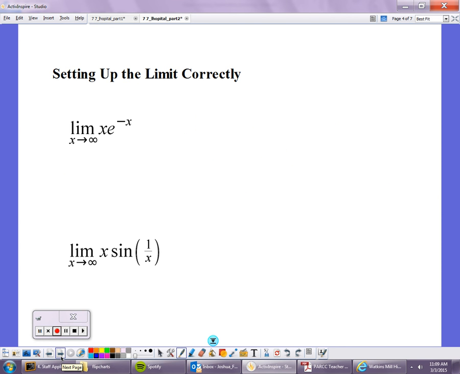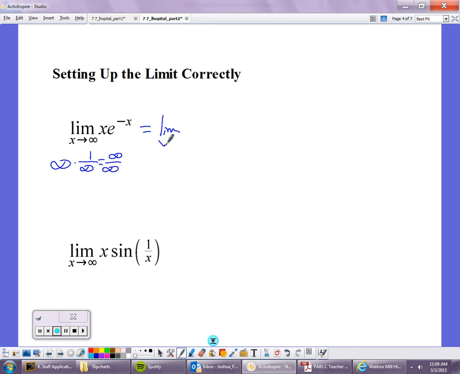All right, some cases it's going to be important to set up the limit correctly. Now you look at this limit as x goes to infinity of x times e to the negative x. Well, if I try that, I get infinity times 1 over infinity, which means I've got infinity over infinity. So that's an indeterminate form. The problem is I don't have f of x over g of x here. I've got f of x times g of x. So I want to rewrite this limit so that it's in the form where I can use L'Hopital.